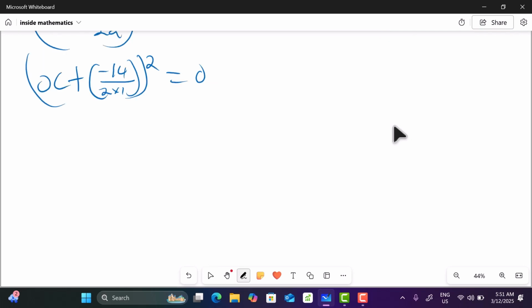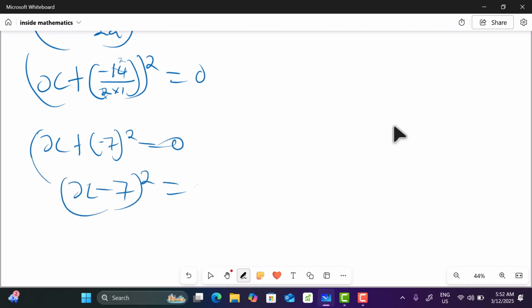Let us divide. Since we have 14 over 2 here, we divide this and we get 7. So here we get x minus 7, squared equals 0. So x minus 7 squared is equal to 0. So our perfect square here is x minus 7. Since our perfect square is x minus 7, then x is equal to 7 or 7 again. So the repeated root is 7.